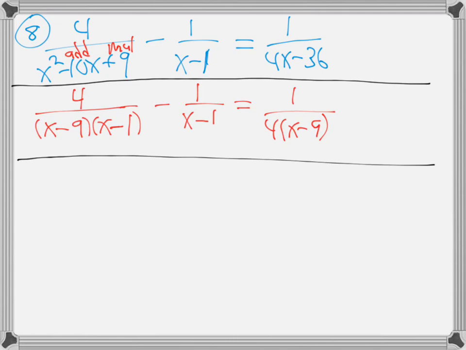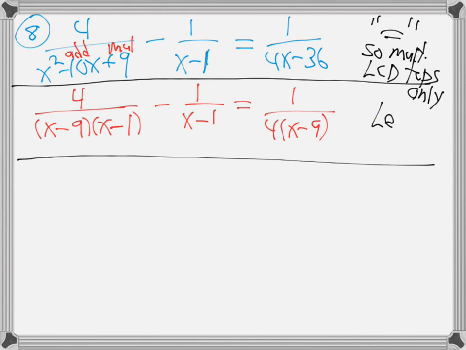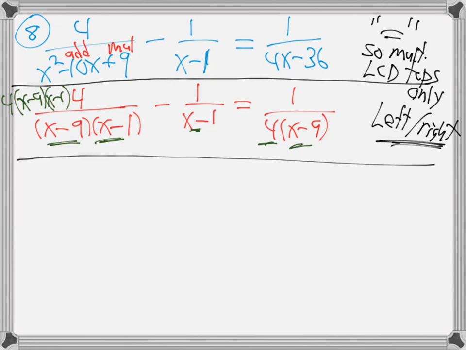Now, this is an equal sign, so multiply LCD tops only, right? Because we're thinking left, right, not top, bottom. It's left, right, not top, bottom. So I'm going to put the LCD in the top, top, top. What is the LCD? All of them. One of each of them, huh? Yeah. One of everything. It's where you're shopping, and so you're buying one of everything, right? So I'm going to buy one of these, already got one of those, and a 4, already got one of those. So I'm going to do a 4, x minus 9, x minus 1.